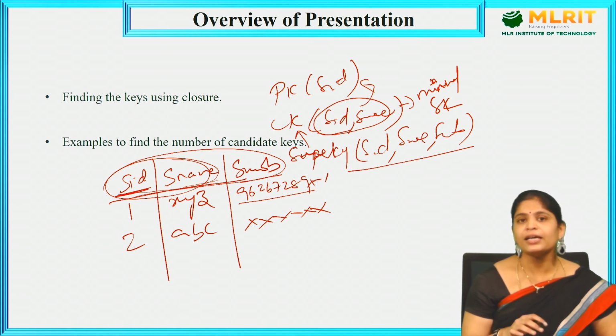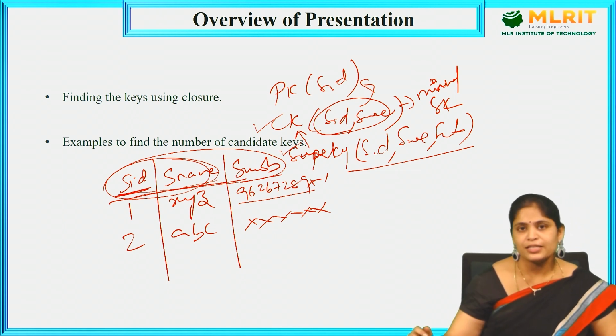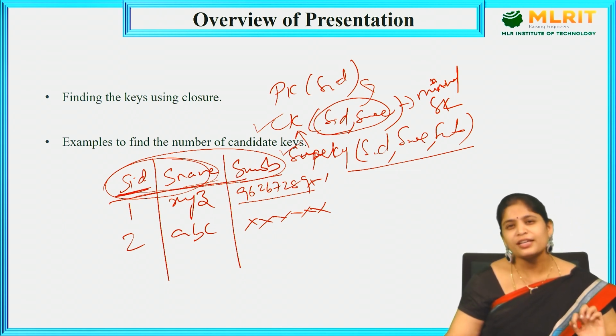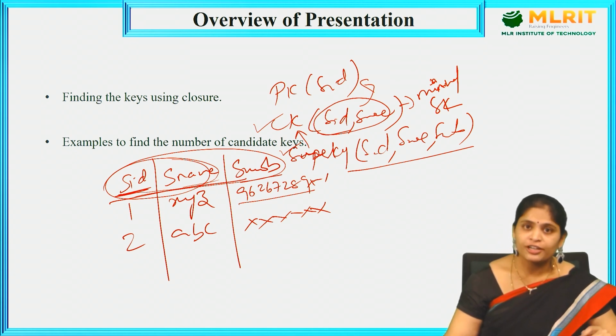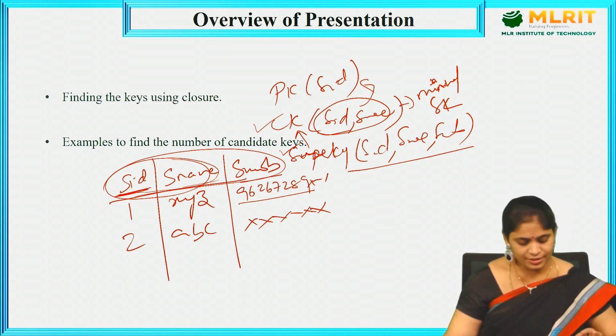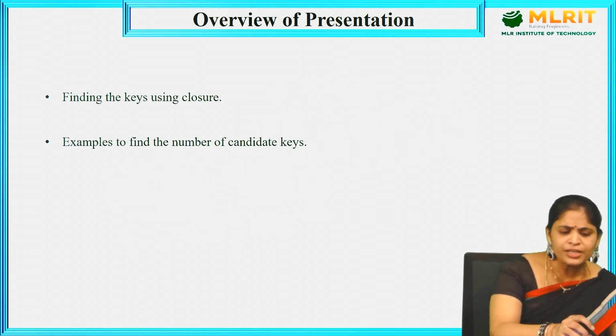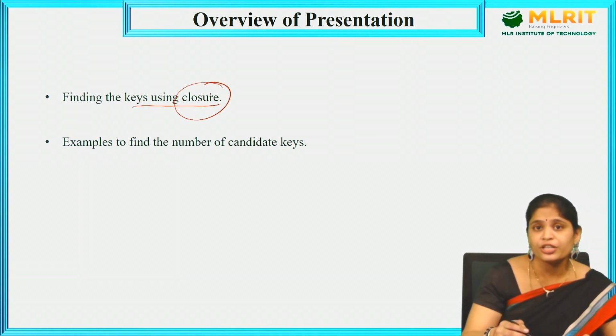And here we can find the number of candidate keys and the number of super keys for given functional dependencies. Why is it necessary to know this concept? Because for the further concept, normalization, which is the heart of DBMS, we need to learn how to find super keys and candidate keys for the given FDs. So here, finding the keys using closure. That means we dealt with closure in our previous session.